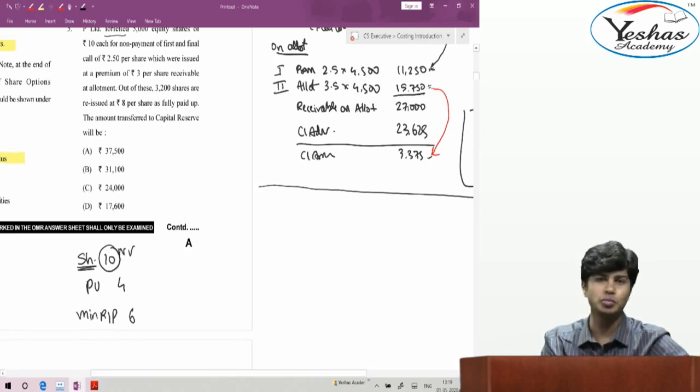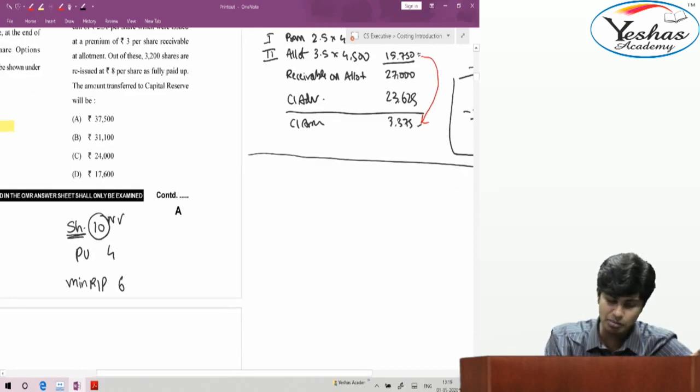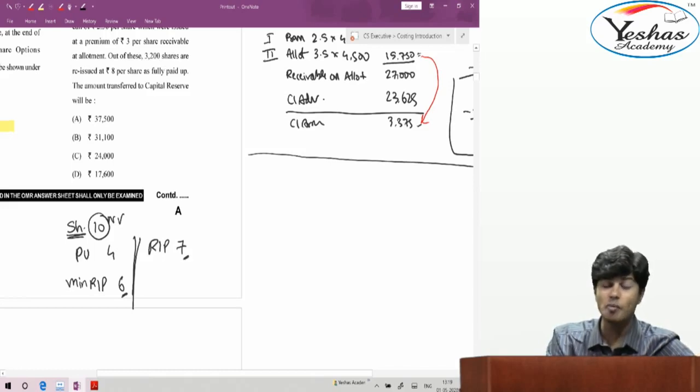The balance money should be collected from the next shareholder, if the minimum reissue price is 6. Now if my reissue price is 7, so what is the minimum reissue price? 6. Actual reissue price 7. How much have I collected in excess?